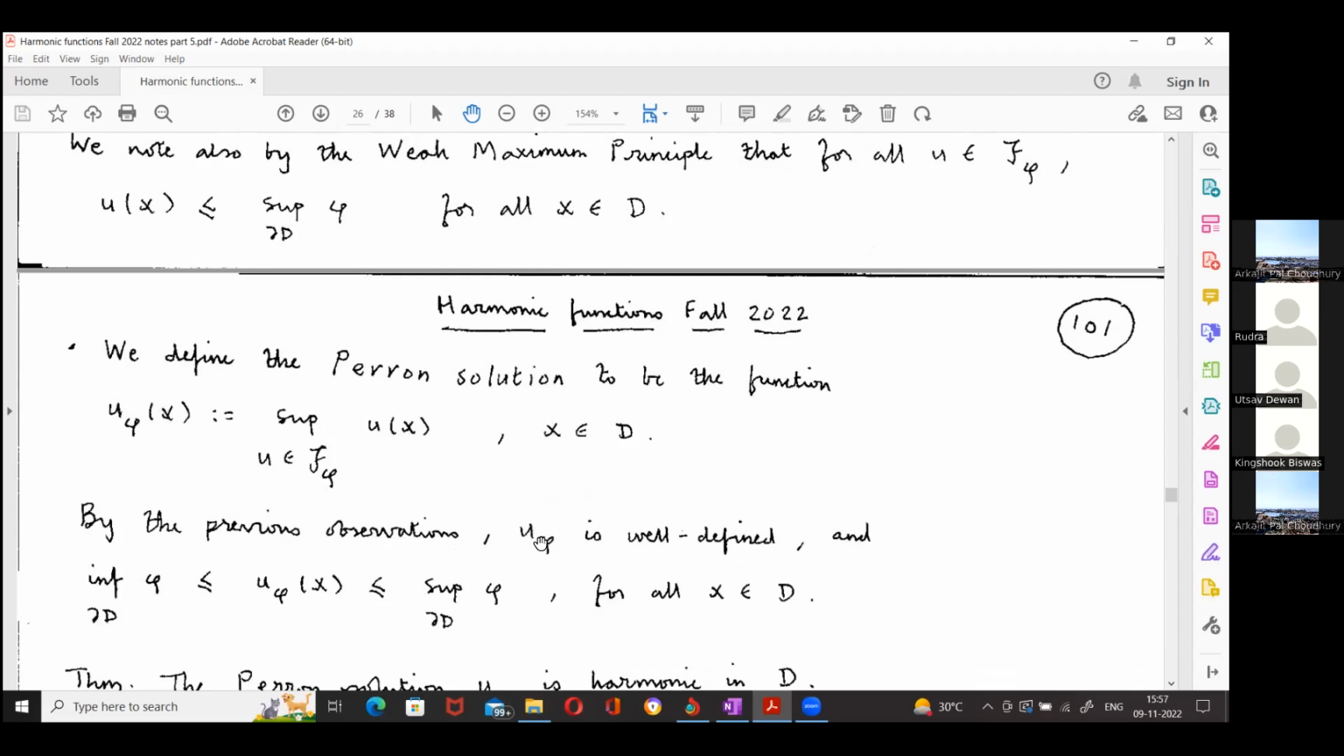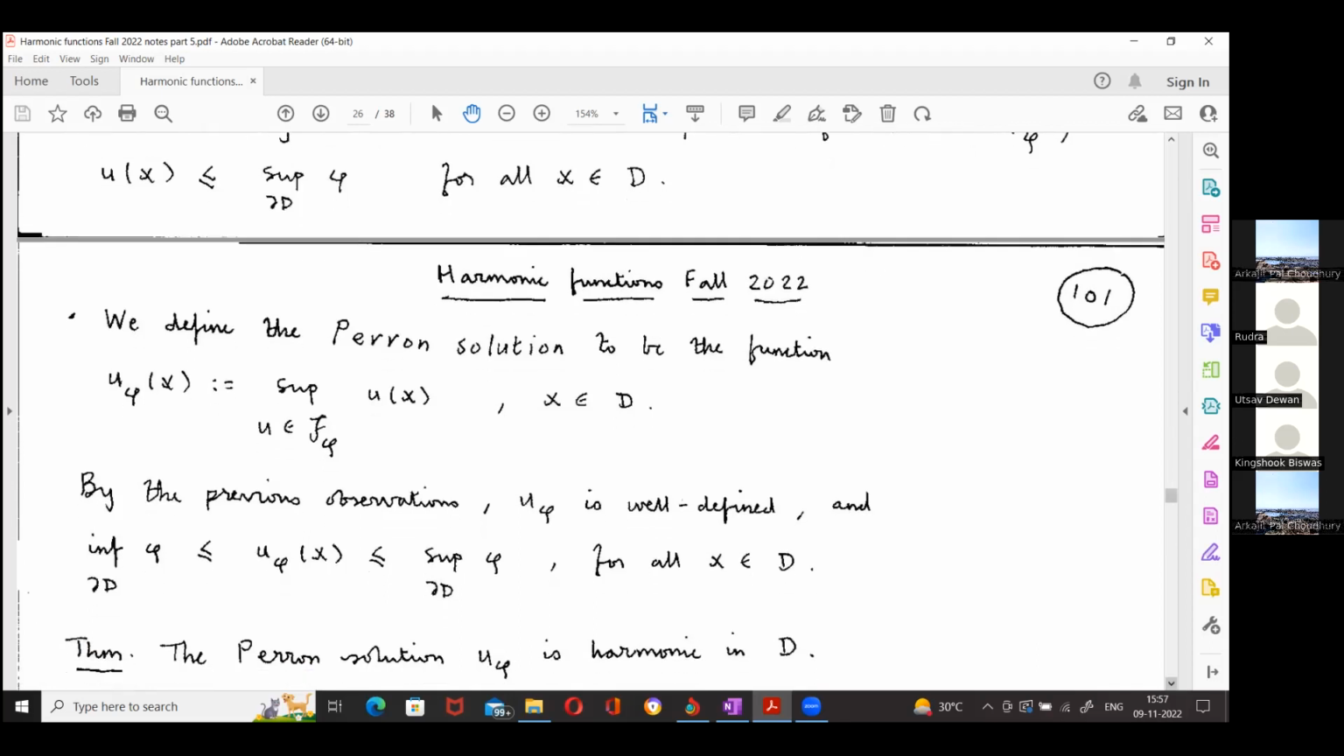Since all of the u's are bounded above by the sup of phi, this u sub phi is also bounded above by the supremum of phi. And since the constant function inf of phi belongs to the Perron family, u sub phi will also be greater than or equal to the inf of phi. So this Perron solution is bounded above and below by the supremum and infimum of phi. Is this okay? Yes, sir.